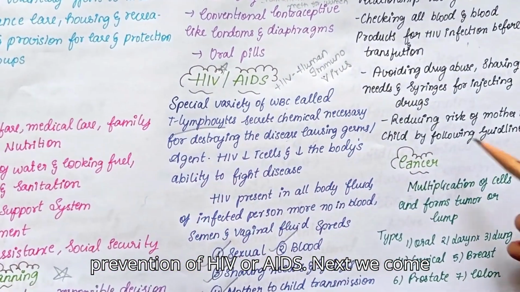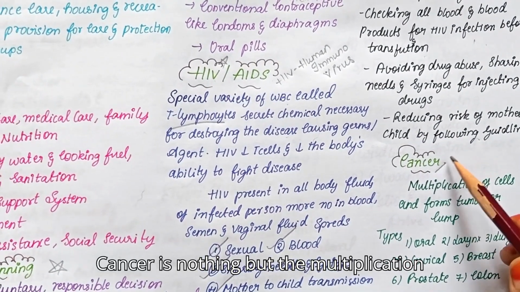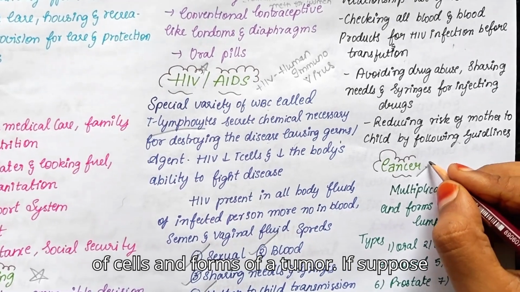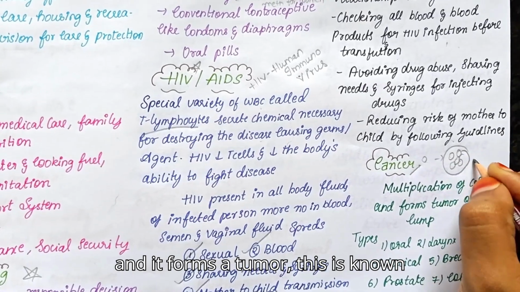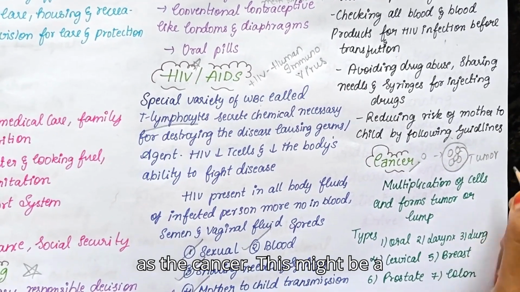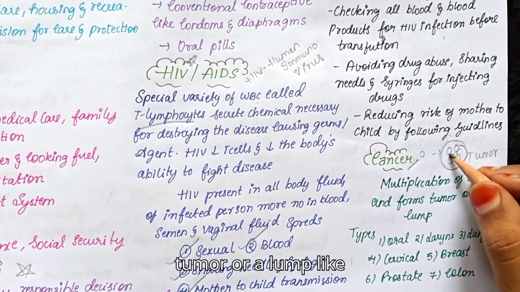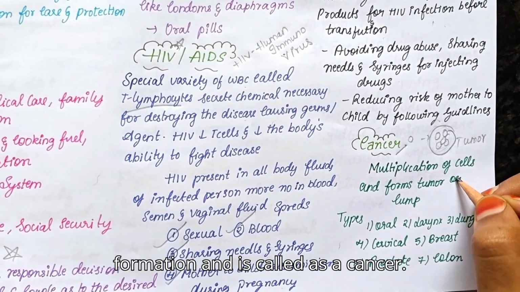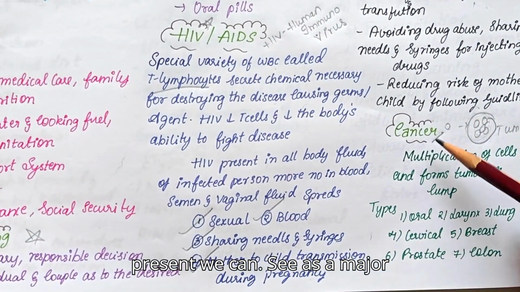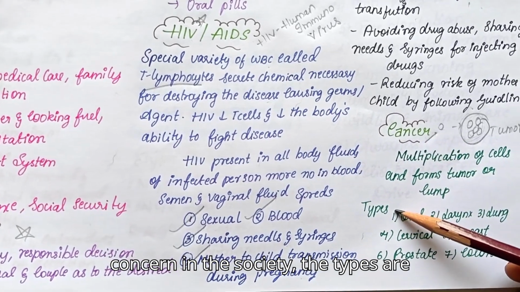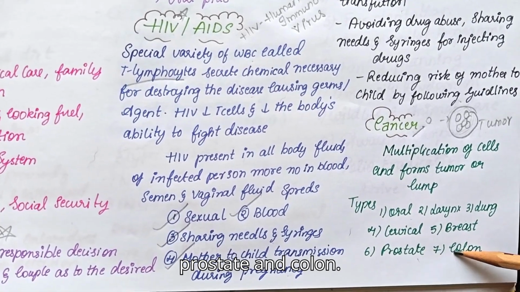Next we come to a major concern, that is cancer. Cancer is nothing but the multiplication of cells that forms a tumor. If a single cell multiplies vastly and forms a tumor, this is known as cancer. This might be a tumor or a lump-like formation and is called cancer. There are different types of cancer that we can see as a major concern in society at present. The types are oral, larynx, lungs, cervical, breast, prostate and colon.